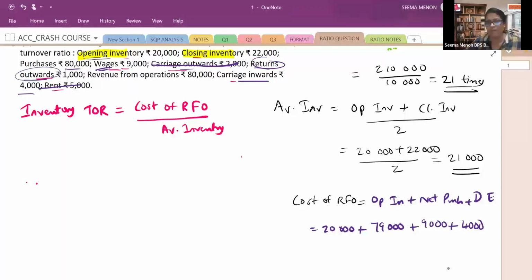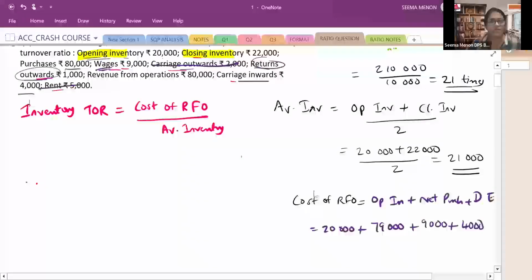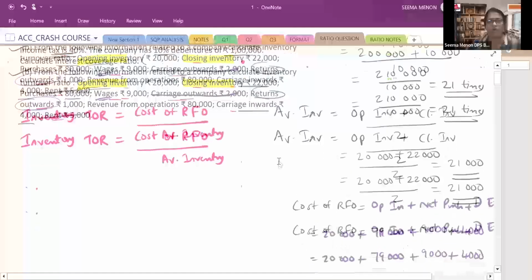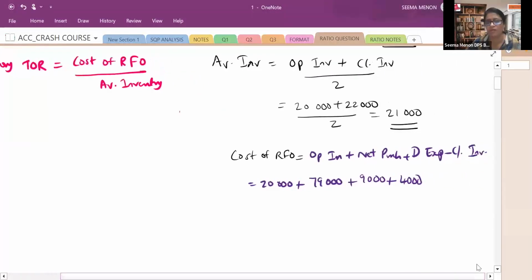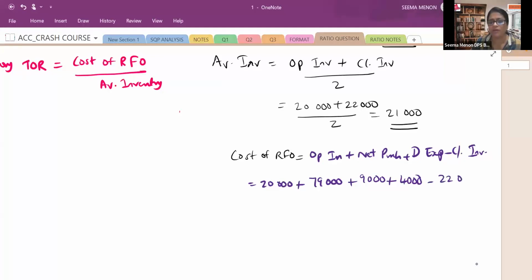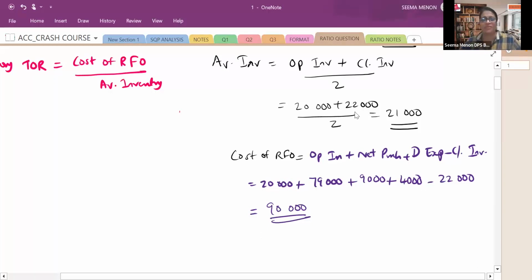Okay. Now we will be subtracting what? We can subtract our closing inventory. What is the amount of closing inventory? That is 22,000. So you will subtract closing inventory. 4,000 minus closing inventory is 22,000. So let's solve this. So 79 plus 9, 88, 88 plus 4, 92, 92 minus 22, that is 70, 70 plus 20, 90,000. Okay, you have to use mental arithmetic, that will be more helpful to you.